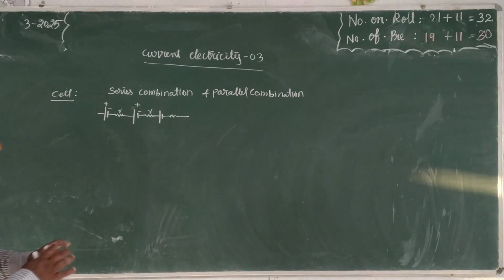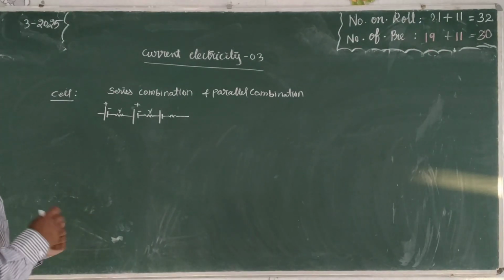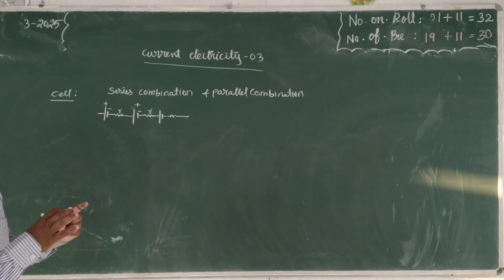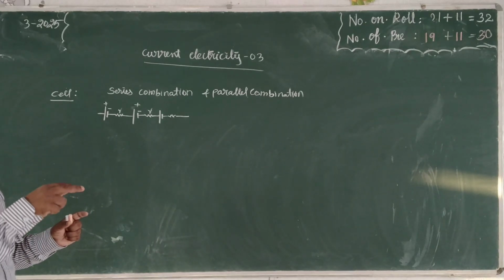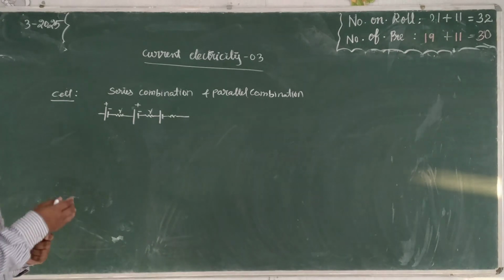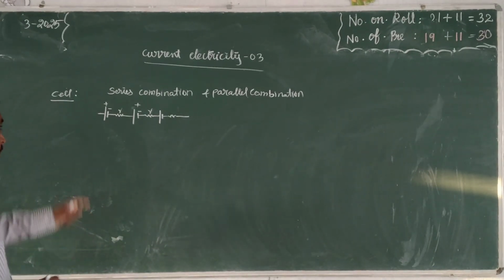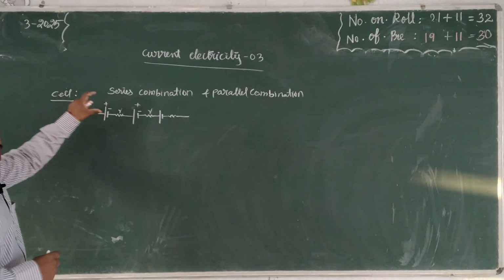See again, a cell is an energy supply source. It provides electrical energy to the circuit elements. It does not change the charge; it only carries the charge. It maintains a constant potential difference and moves the charges in a circuit. It converts chemical energy to electrical energy.